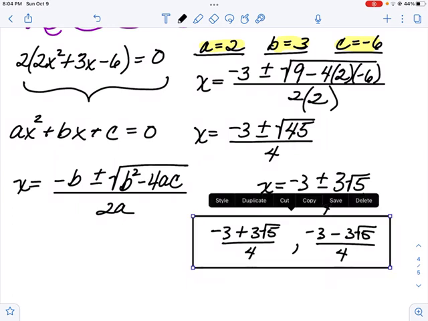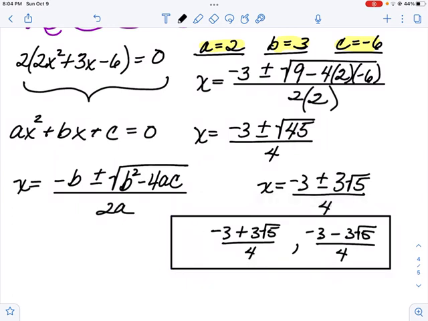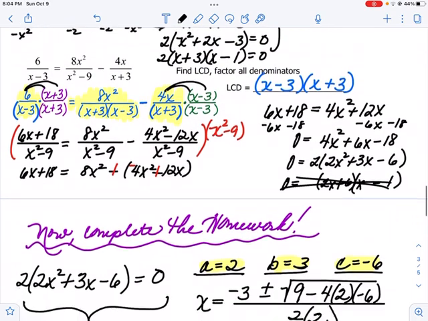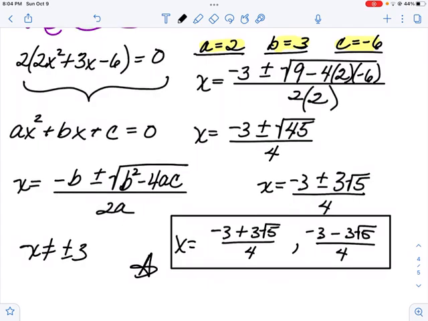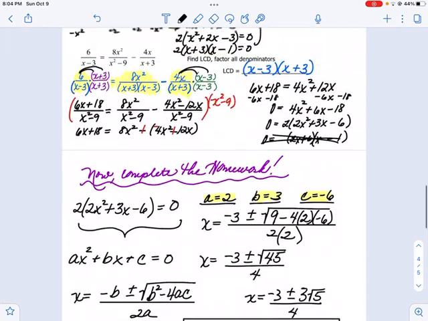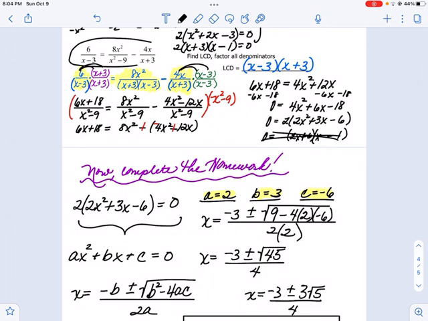And if you look at the original restrictions on the variable, you remember x cannot be plus or minus 3, right? If we look at this, plus or minus 3, that's not a problem here. Here's your solutions then for the last problem there that you have. So solutions to this equation are then going to be down below here.